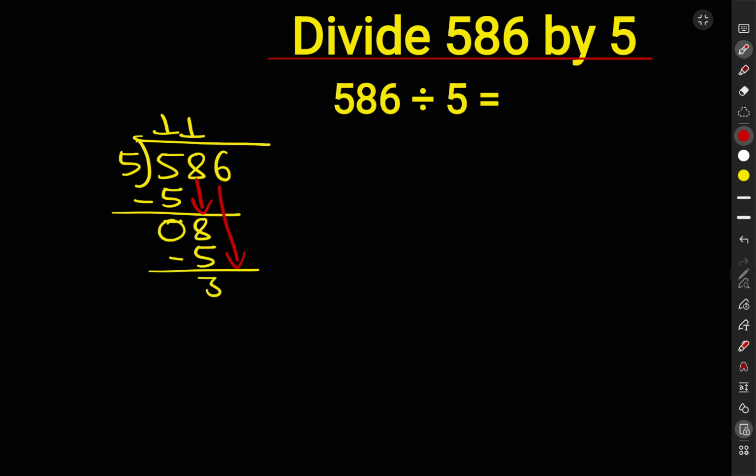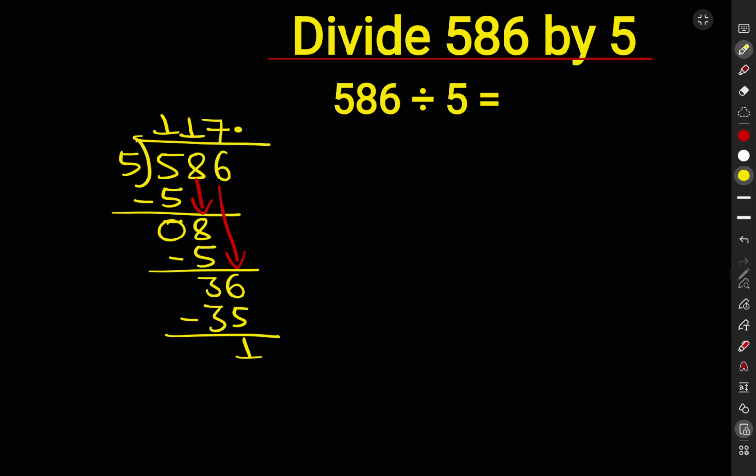So now we put down this 6 and it is 36. 5 times 7 is 35. On subtracting we get 1. So now there is no other number to put down.